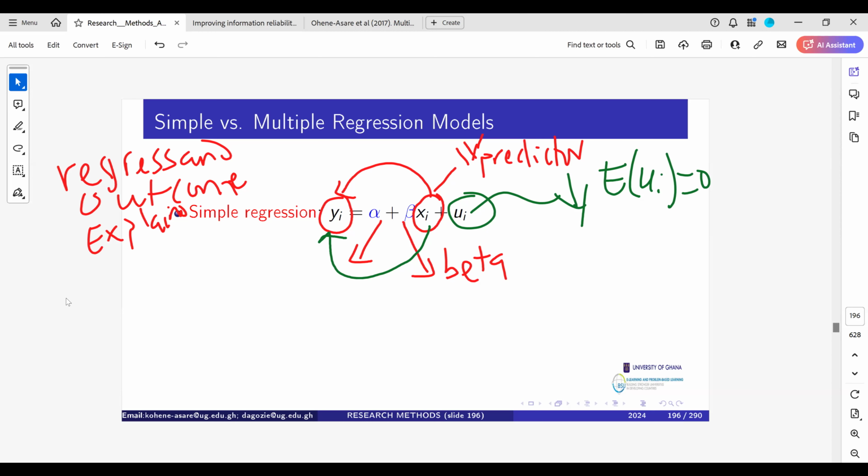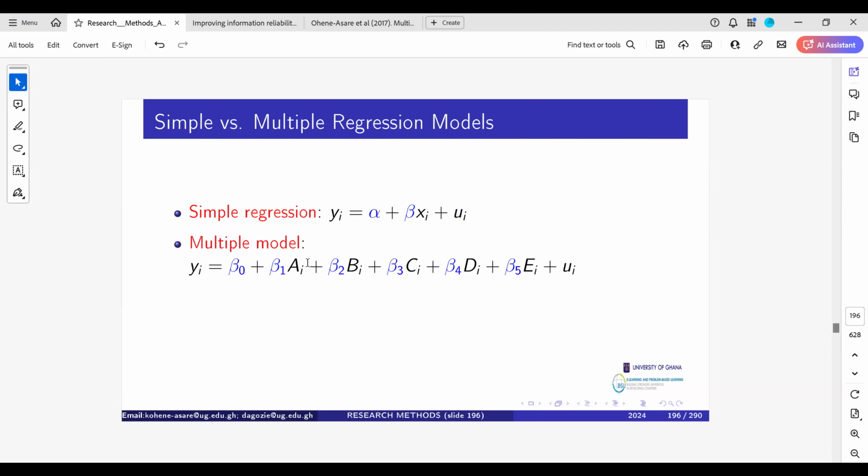So this is a simple regression. But in a multiple regression, it's not the same as that. In a multiple regression, what do you see? Who can tell me? What is a clear, obvious difference between a simple and multiple regression? Notice that it has multiple independent variables. Give me some of the independent variables. So that is the A, B, C, D, E. That's it.